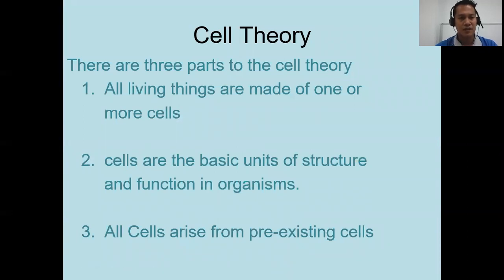There are three parts of the cell theory, very important that we know, so that we will have a better understanding. First, all living things are made up of one or more cells. Number two, cells are the basic unit of structure and function in organisms. And we already know that all cells arise from pre-existing cells. So they came from life.